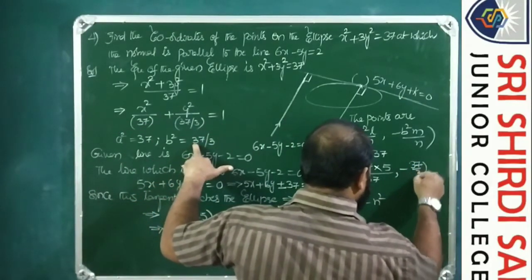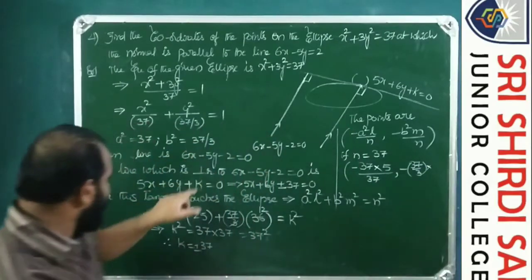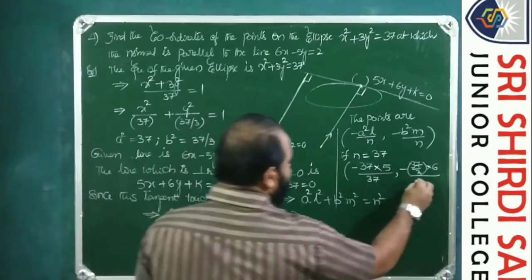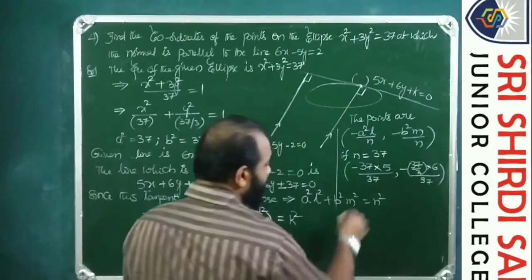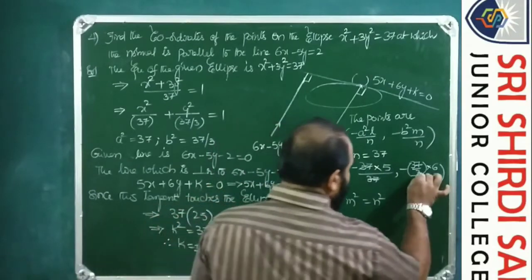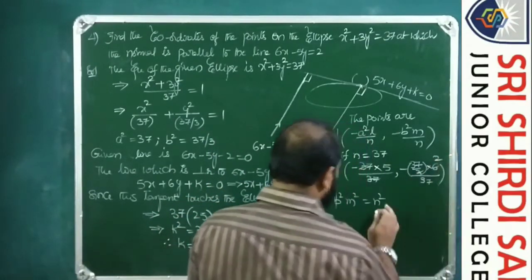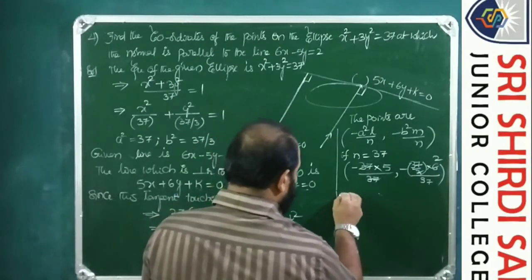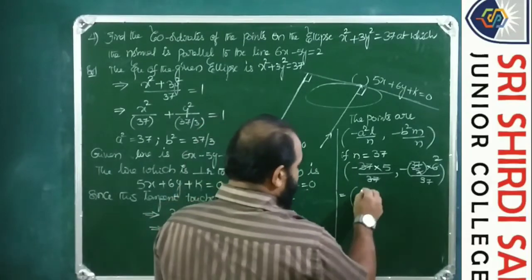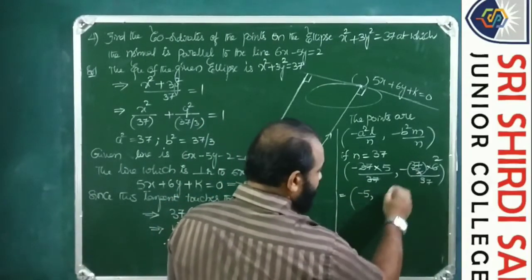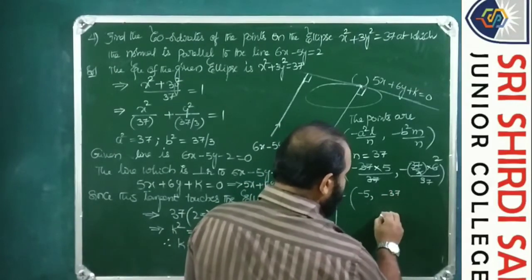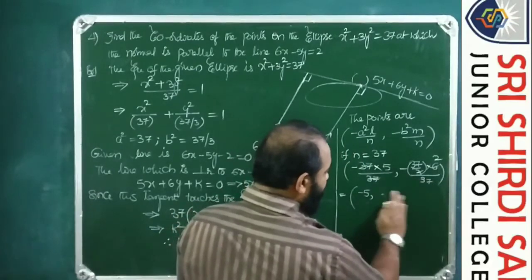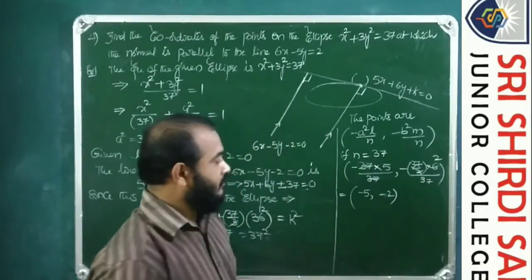37 by 3 into m value is 6 by n value is 37. That means 37 gets cancelled. 3 2s are 6. So I am rubbing this. Then this is equals to, this is minus 5 comma, this is minus 37 into 2 by 37. 37 gets cancelled. So we are left with the minus 2 here.